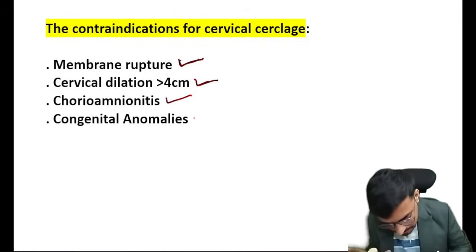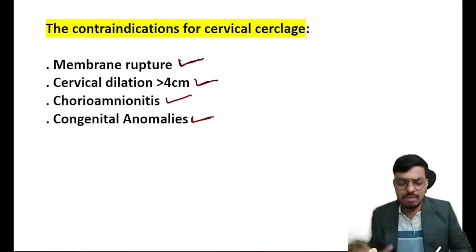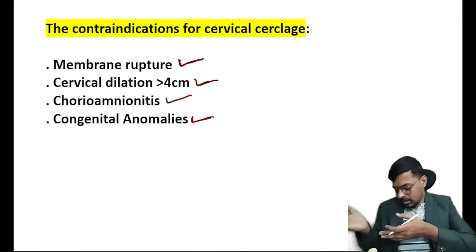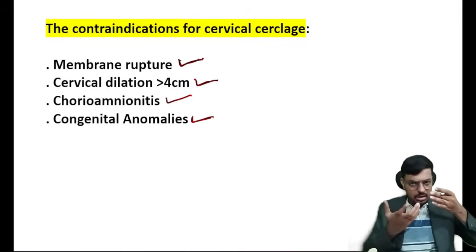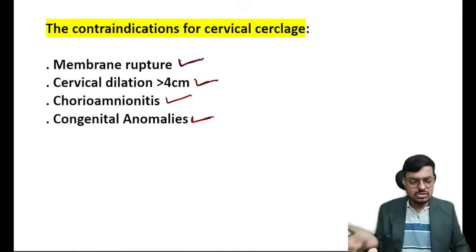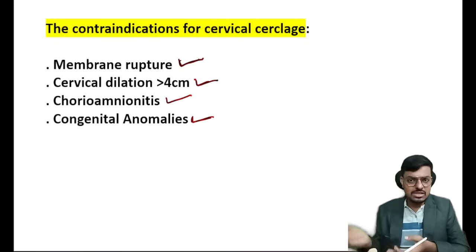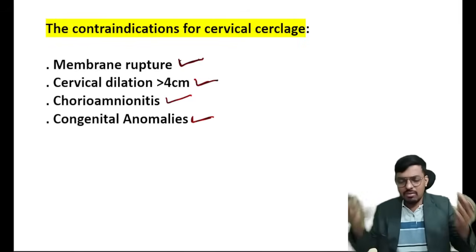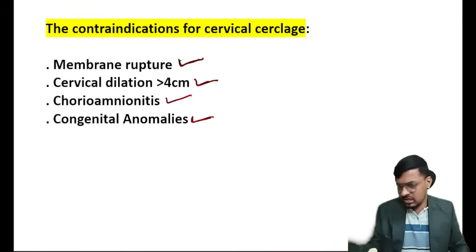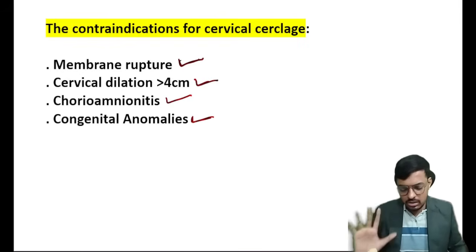And congenital anomaly: if the fetus has anencephaly or encephalocele, the pregnancy will end in abortion anyhow. So we can terminate that pregnancy, because an anencephaly baby and an encephalocele baby have 0% chance to live after birth. So in that particular situation, cerclage surgery is of no use. Keep this very important point in your mind.